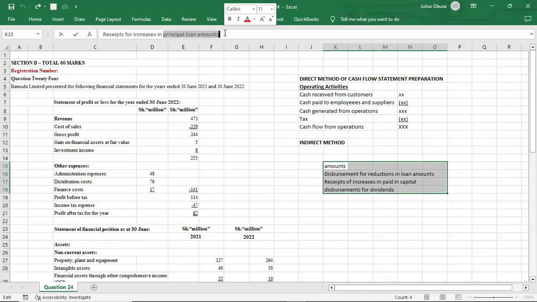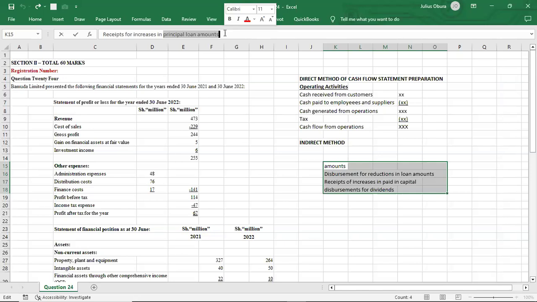Then we have number two, disbursements for reductions in loan amounts. Here, we have now paid our principal loan that we took, so our loan has reduced. So how much have we paid on that loan?